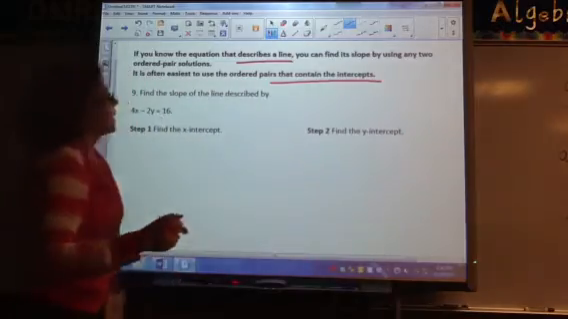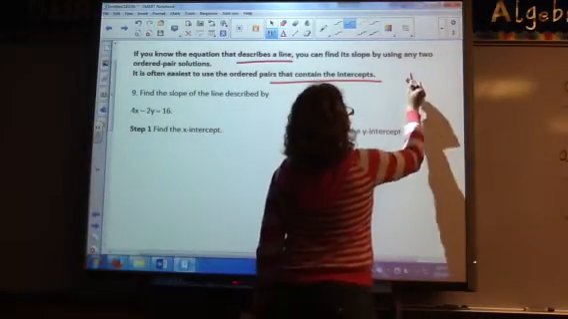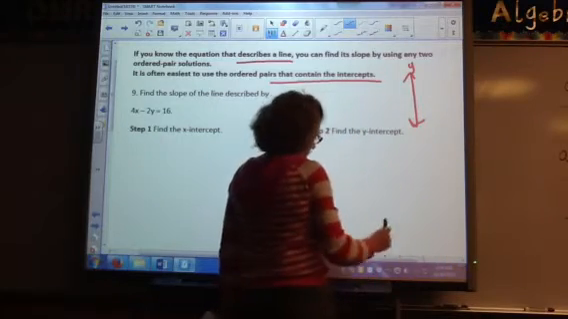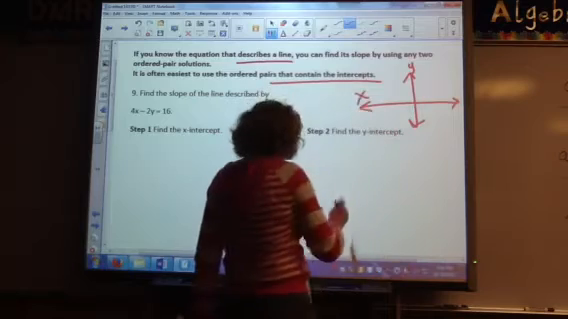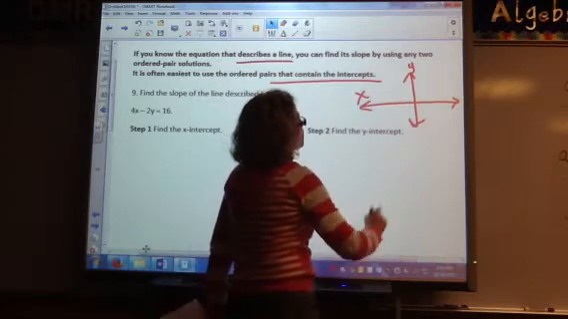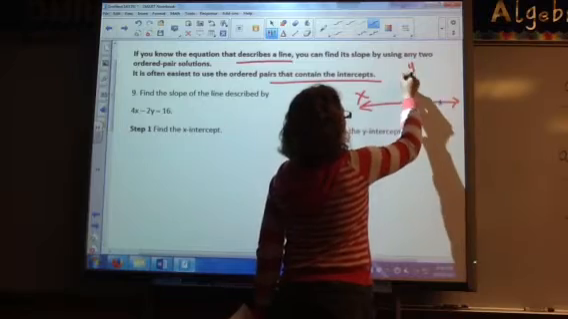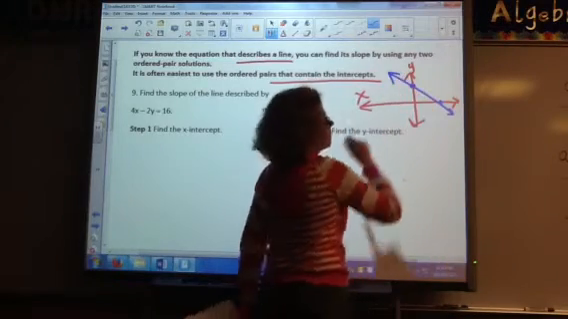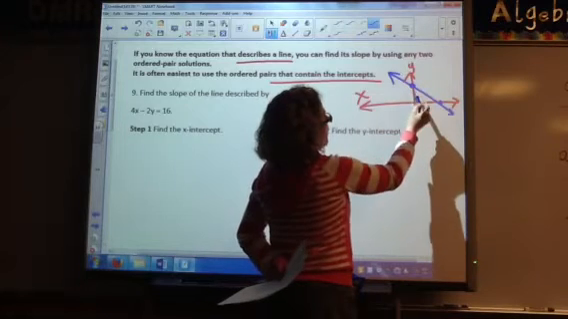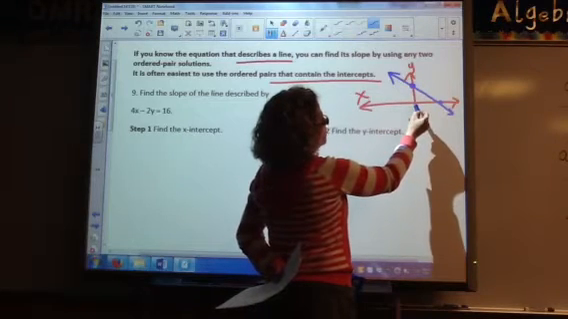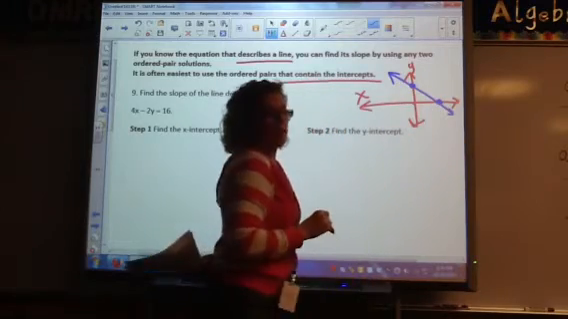All right, class, an intercept means if we're going to have a y-intercept or an x-intercept, it has to cross the y-axis for the y-intercept and the x-axis for the x-intercept. So my y-intercept is right here. My x value is always 0. My x-intercept is right here, and my y value is always 0.